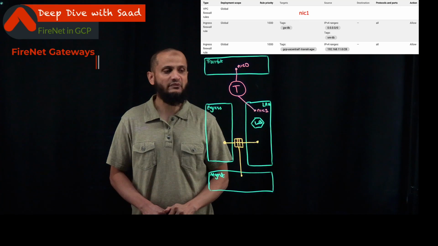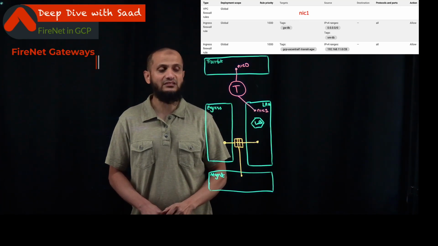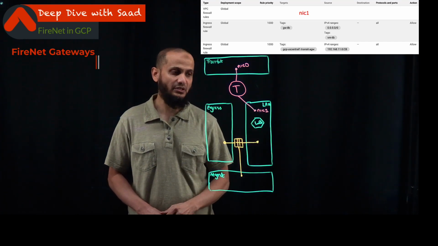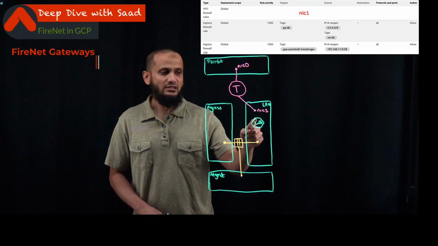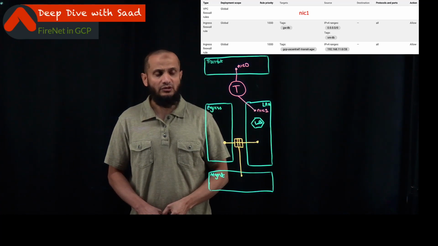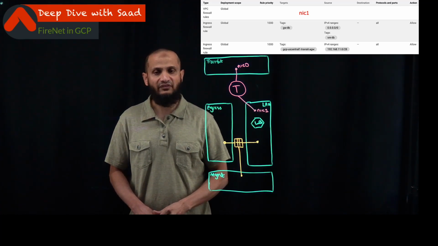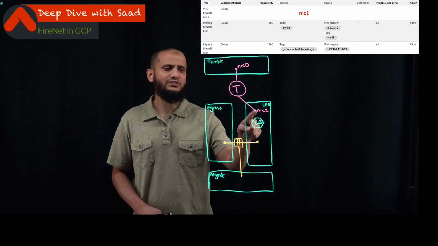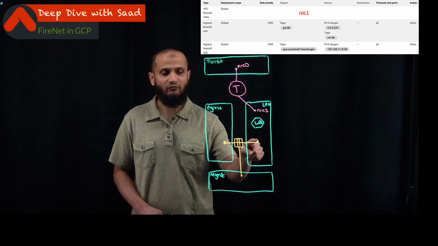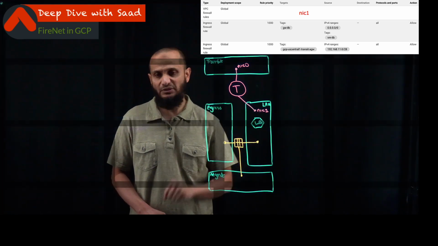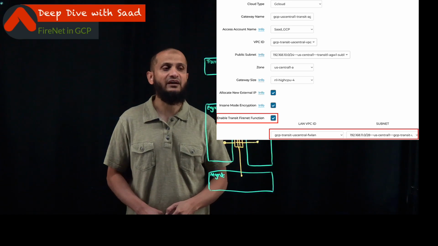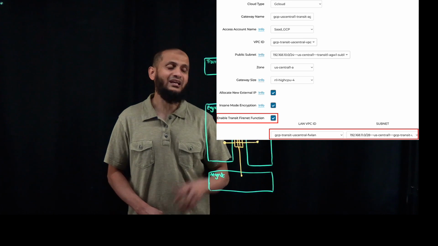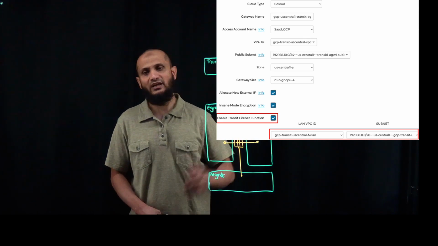NIC 1 is responsible for communicating between the transit FireNet and the next generation firewall through the GCP load balancer. There is a firewall rule created for the global load balancer so that it can receive traffic from everywhere, that is quad 0. NIC 1 also receives traffic directly from the firewall interface, which is in the LAN VPC. Make sure to enable the transit FireNet functionality at the time of gateway creation, because you won't be able to enable that functionality once the gateway is created.